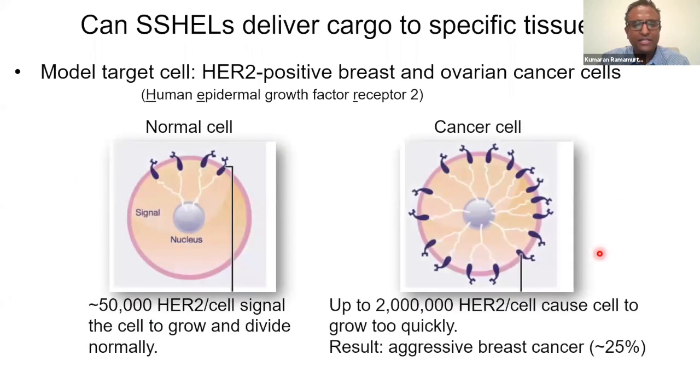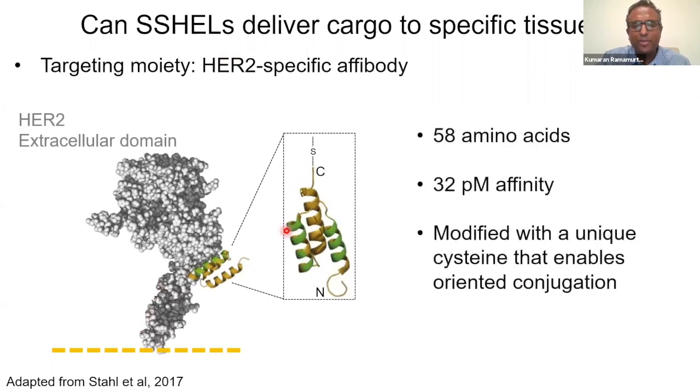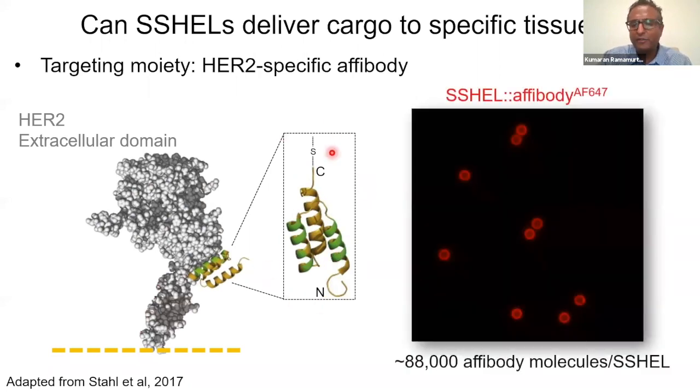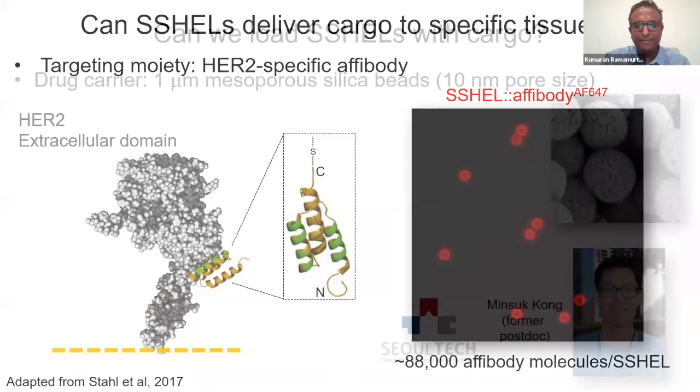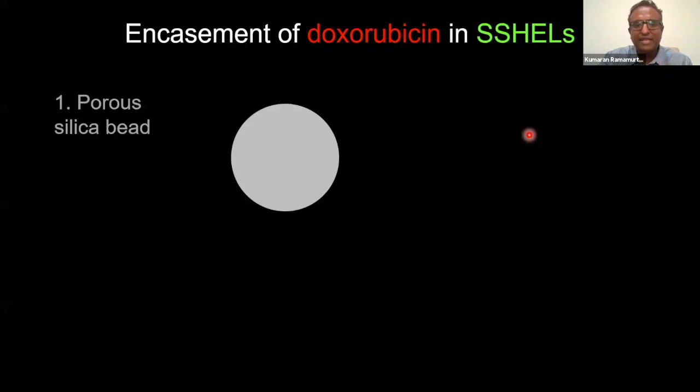And so what we decided to do was target a particular cancer type called HER2 positive breast and ovarian cancer cells that overexpress a particular receptor called the HER2 receptor. And what we decided to do was use a targeting moiety. It's a small peptide that binds to that receptor with a very high affinity. And so we took this little peptide and modified the surface of these particles with it. So this is the peptide that's been labeled here in red, and you can see that we can decorate the surface of these.